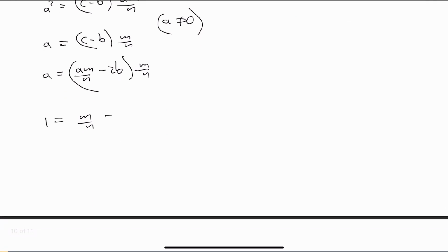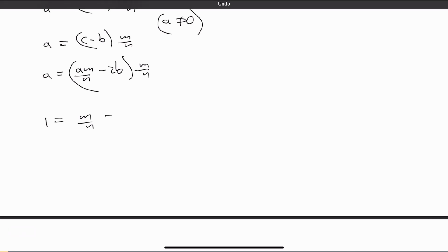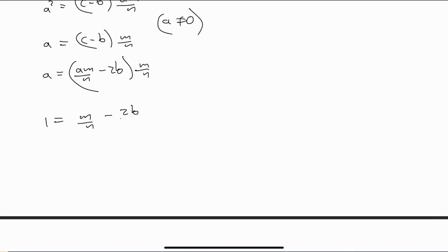So we divide through by a, and this cancels out. Then we get 2b all over a, m all over n.